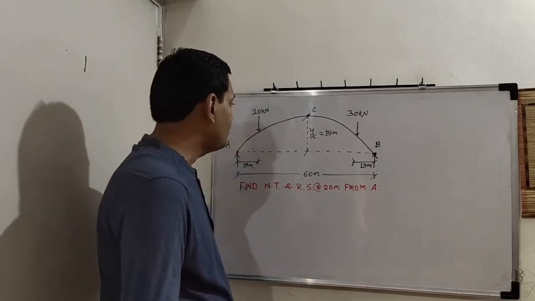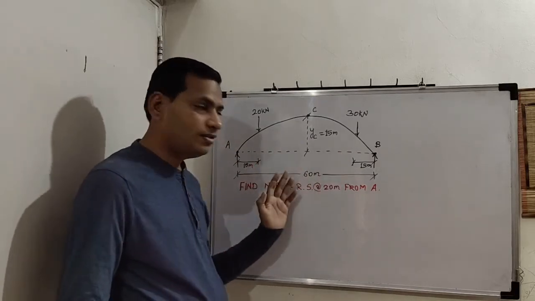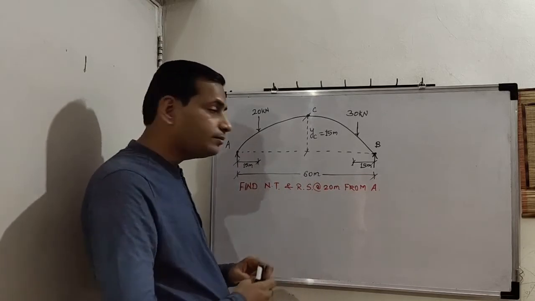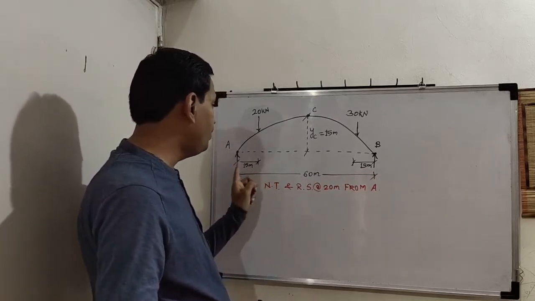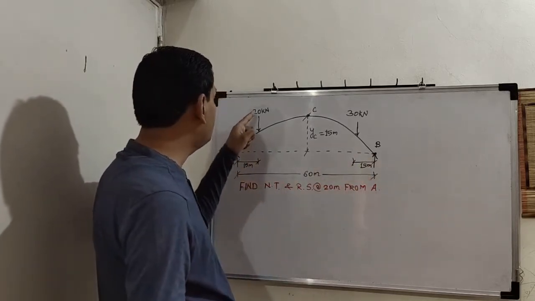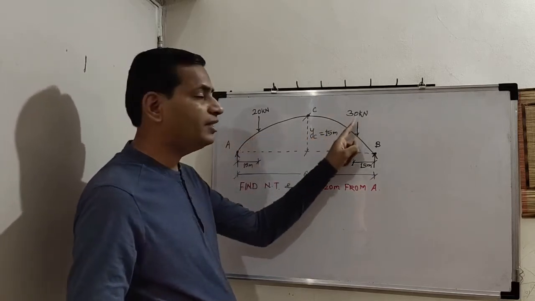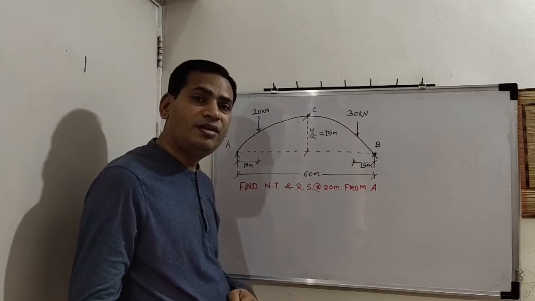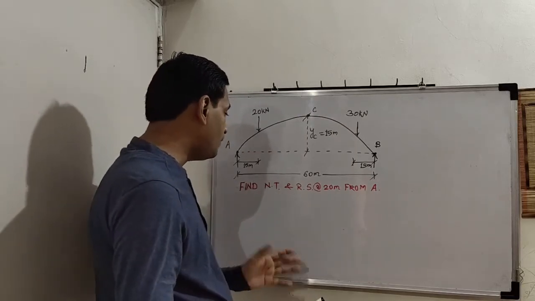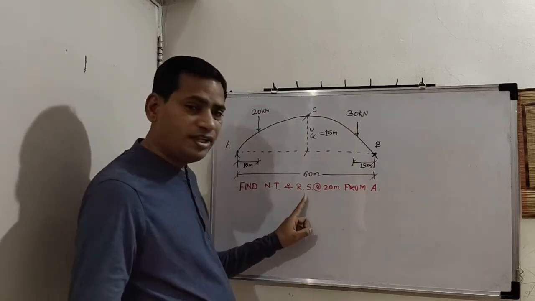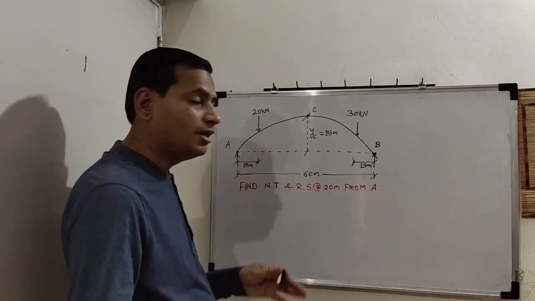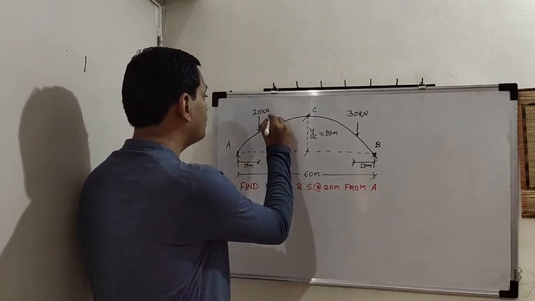So this is a given arch whose span is 60 meter. There are 2 point loads. Each point load is at 15 meter from the support. One is 20 kilonewton, another is 30 kilonewton. Central rise for this arch is 15 meter. And we have to find normal thrust and radial shear at 20 meter from support A. So somewhere here.